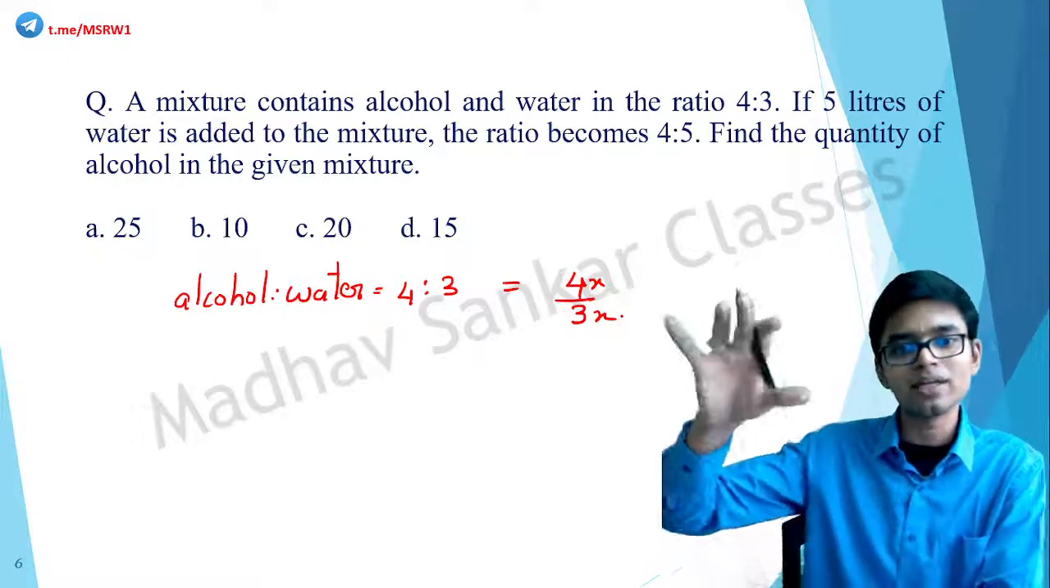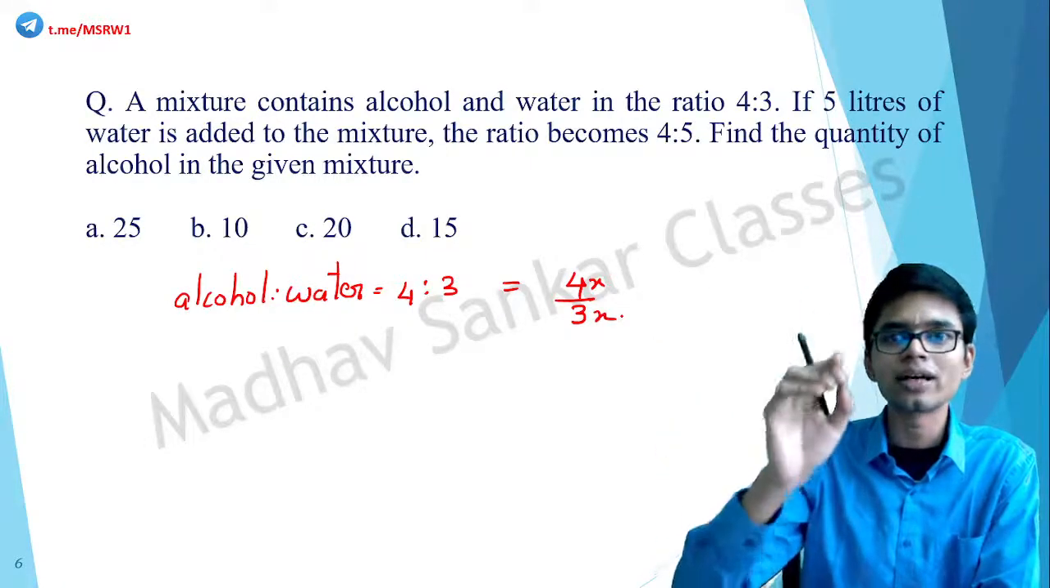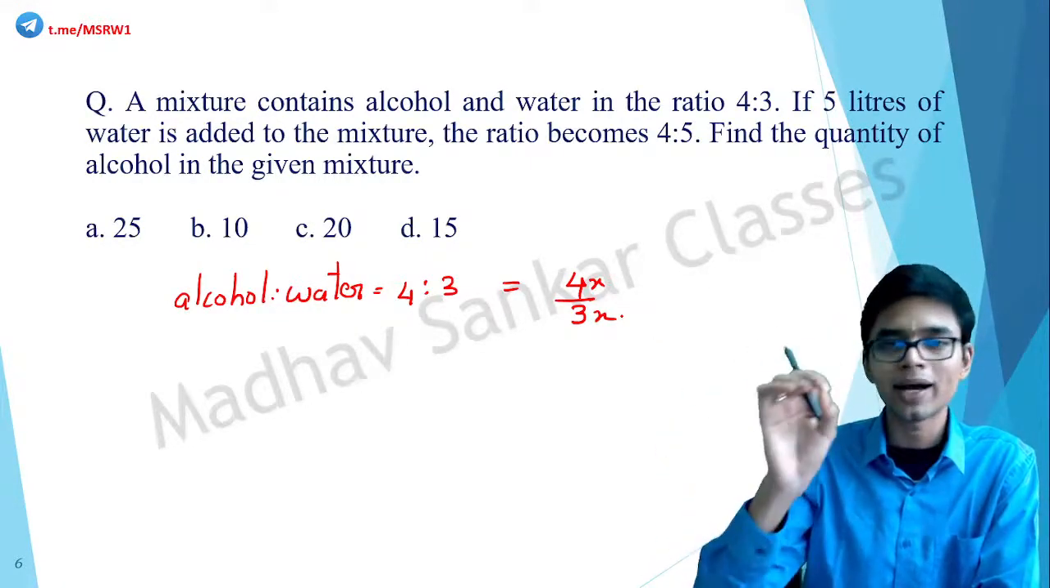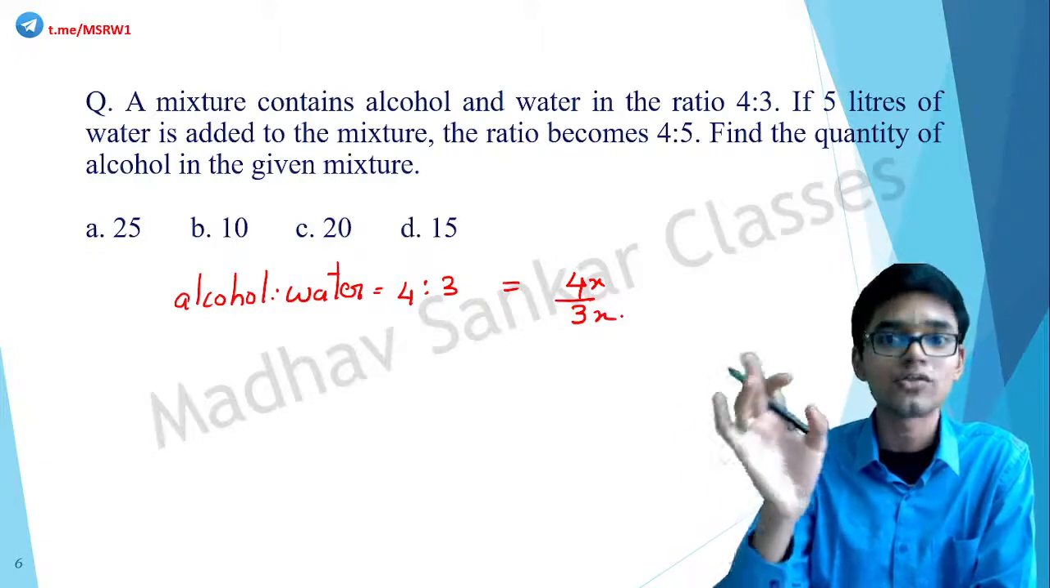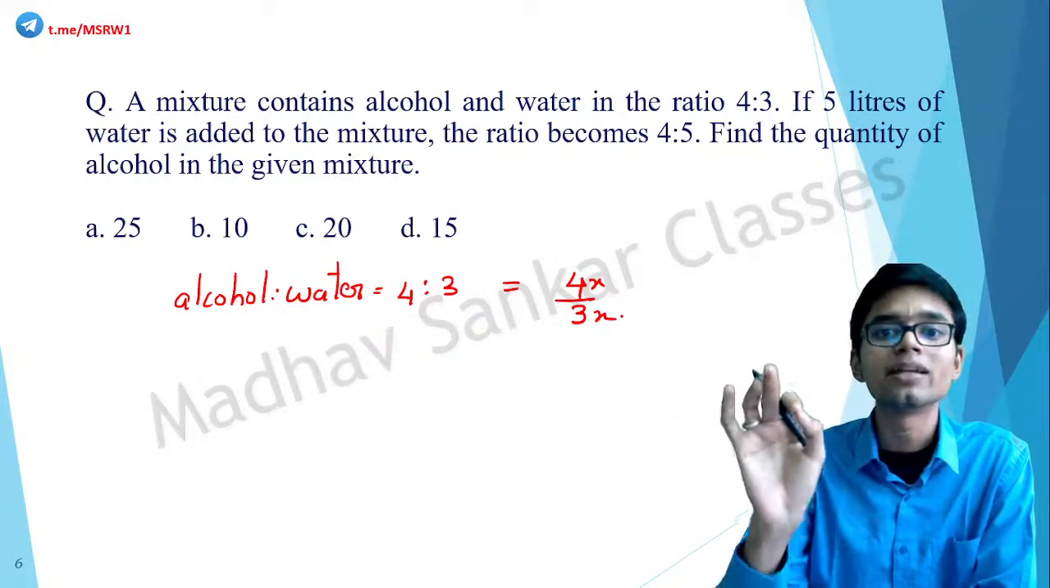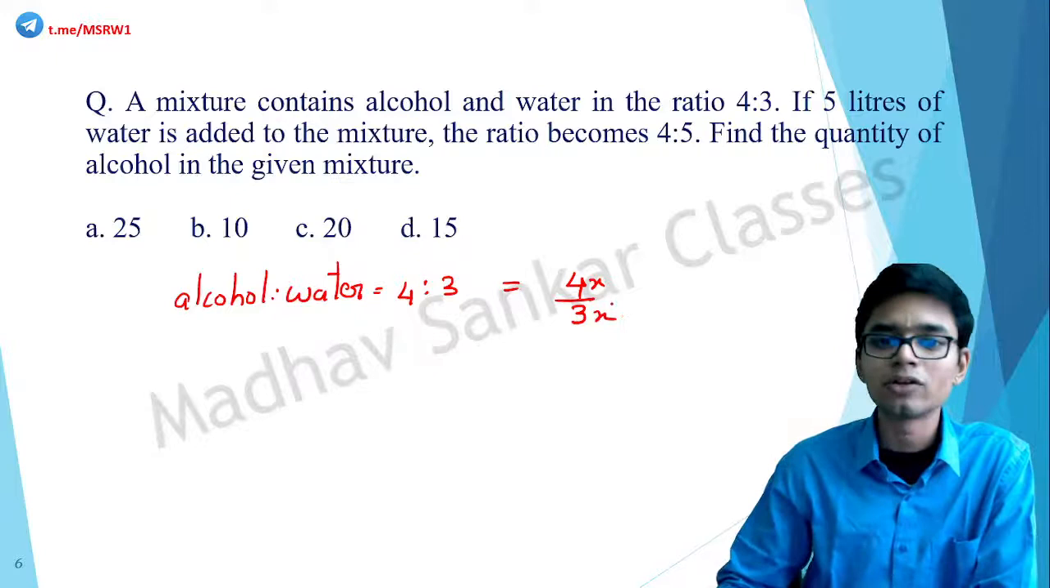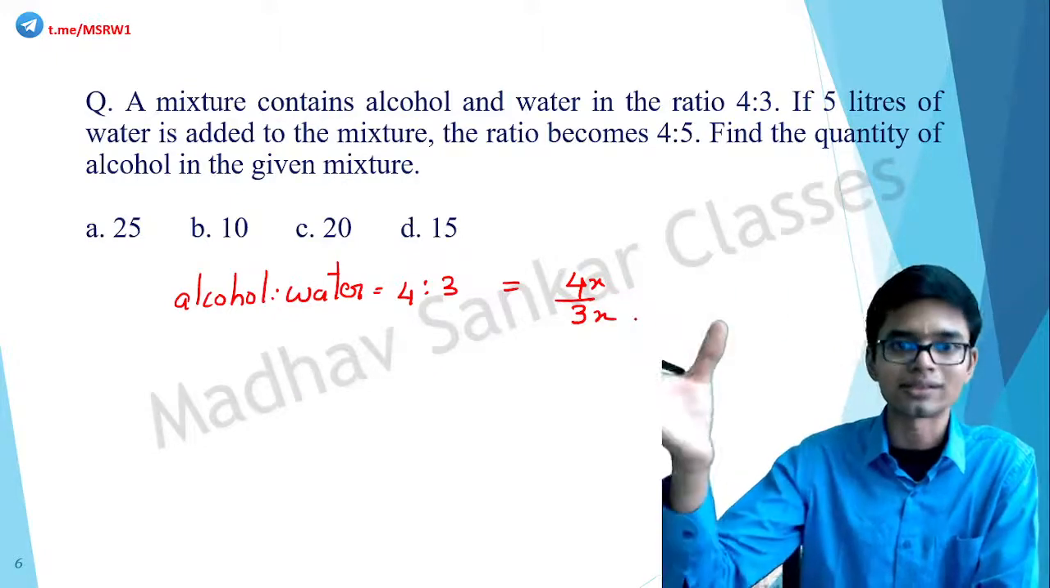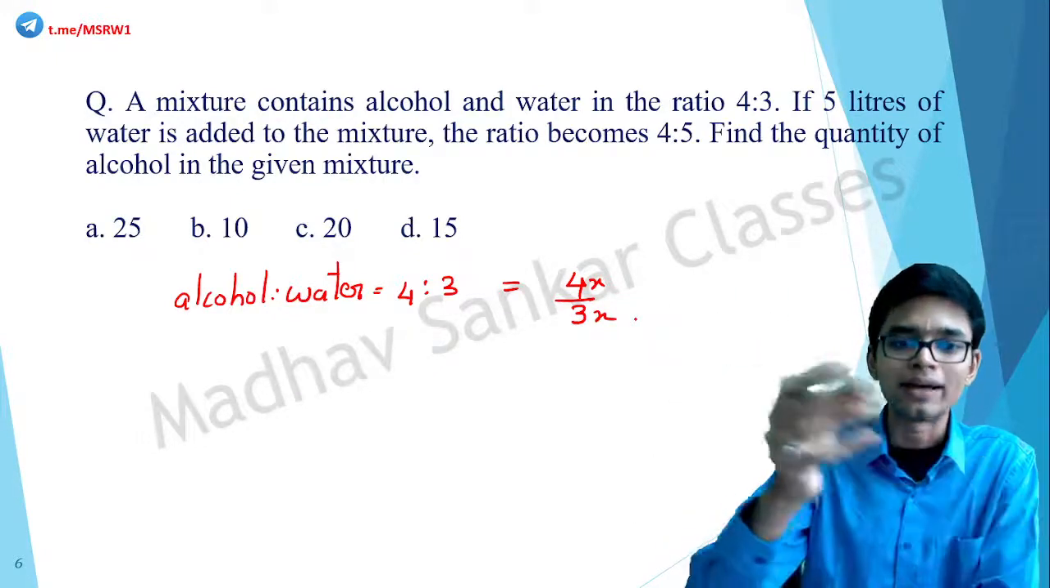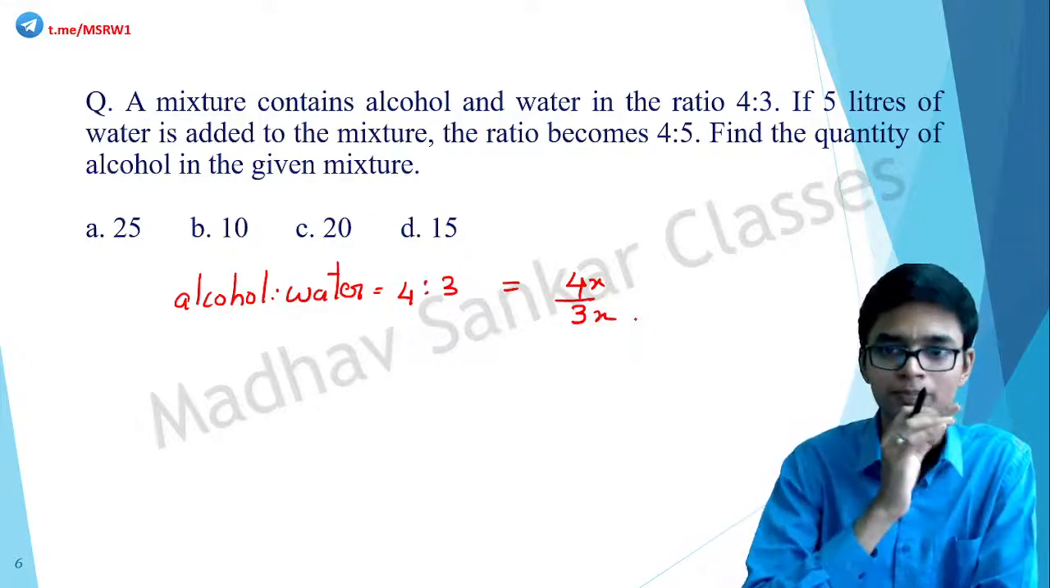So it can be anything. Earlier I told you we can multiply numerator and denominator by any number that is not 0, and the ratio will remain the same. Correct? So I am multiplying numerator and denominator by x. So 4x is the amount of alcohol and 3x is the amount of water.